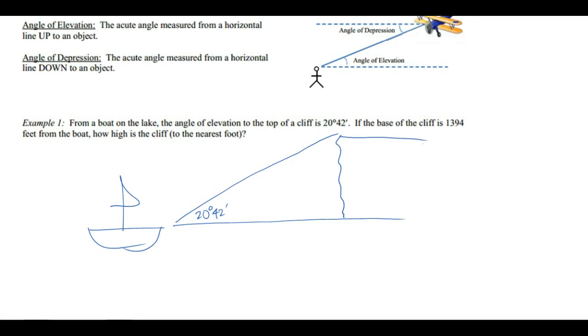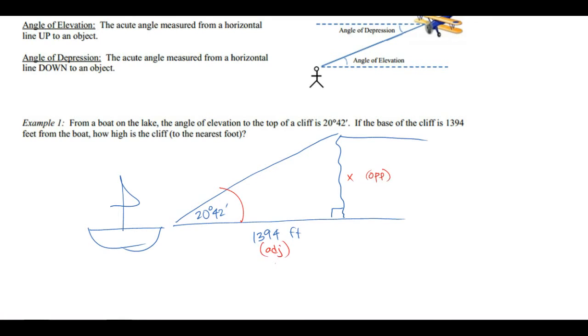And now I've calculated that my boat has traveled out 1,394 feet from the base of that cliff. So with that information, we should be able to use right triangle trig and find out just how high that cliff is. So if you're going to ask me for the height of the cliff, I notice that I will have this angle. I will want the opposite side. I will have the adjacent side.